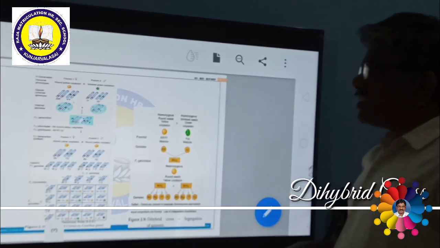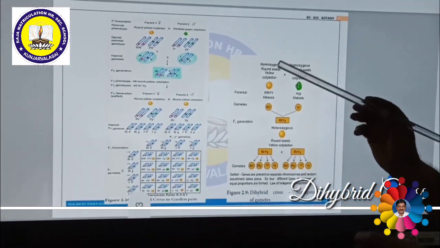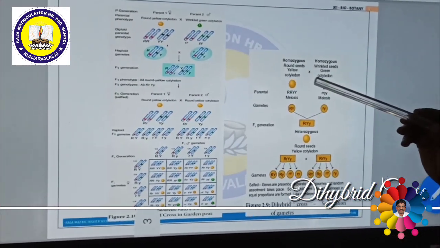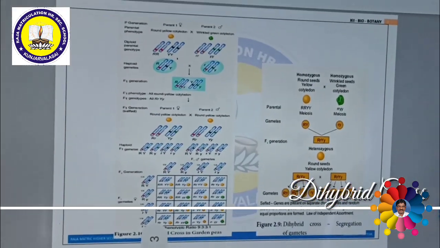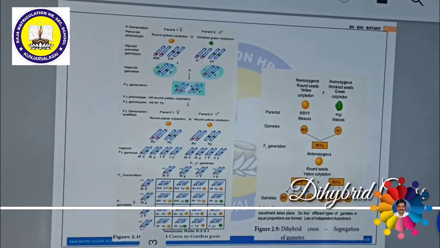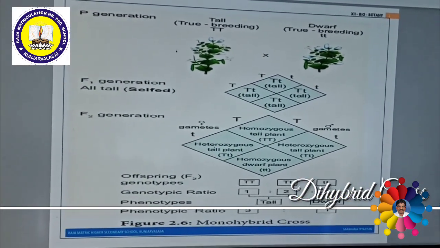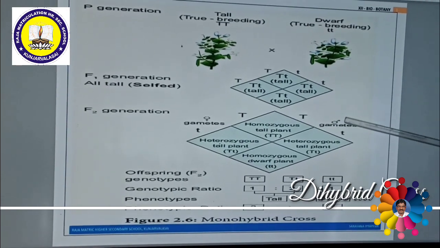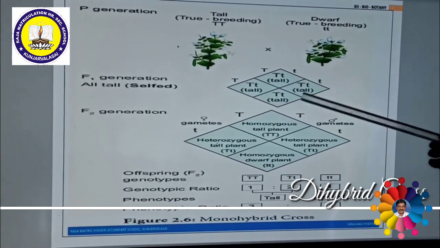Today we are going to discuss dihybrid cross. Di means two contrasting pairs of characters. Before we see about dihybrid cross, we shall recall monohybrid cross once again, and then we shall enter into dihybrid. So this is monohybrid cross. In the earlier class we already discussed it, but even so we shall go through it.